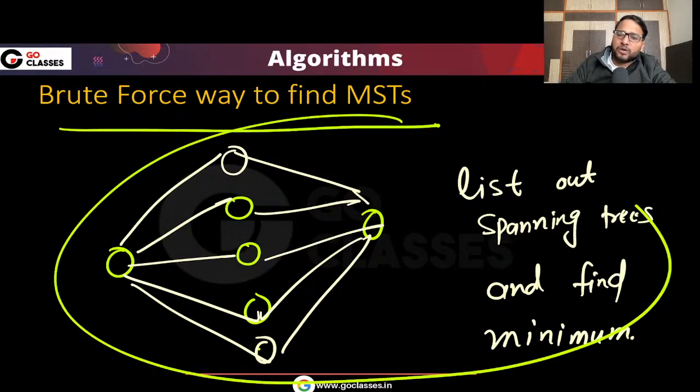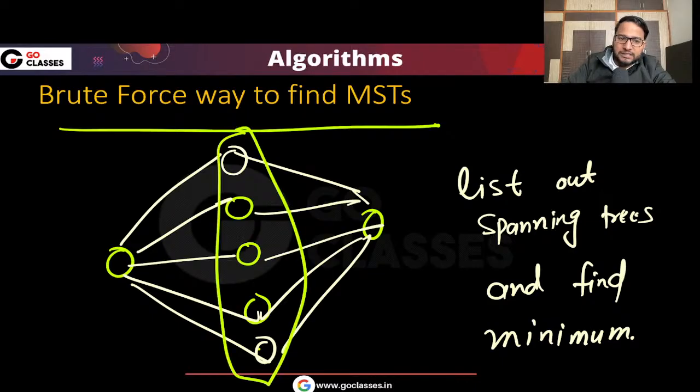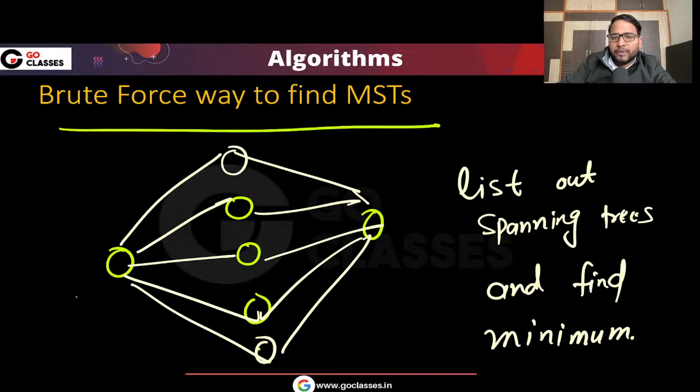Why is that the case? Why is this not a good way? Because let's suppose these are the n vertices, let's assume, right? Then I think for every vertex there are two choices. You can connect by this line or maybe by this line. So approximately, I'm telling you, 2 power n spanning trees are possible. Why?